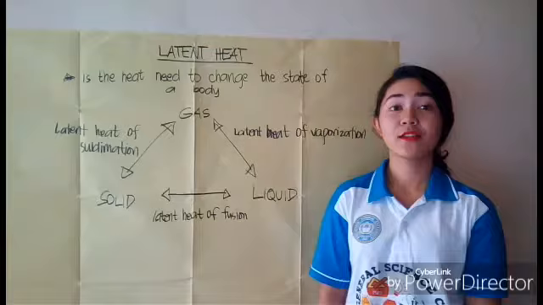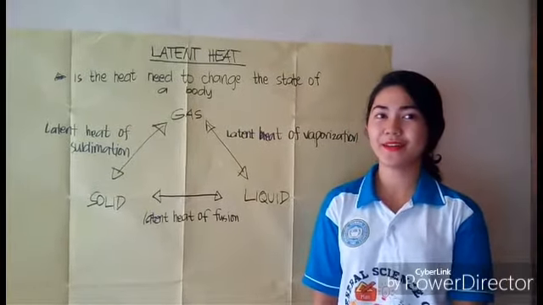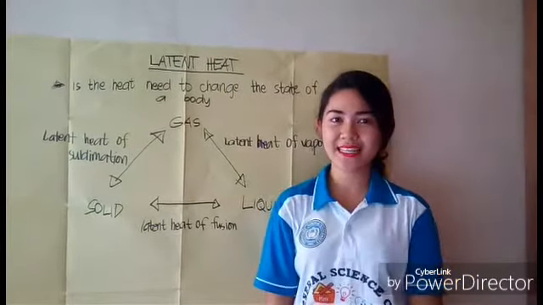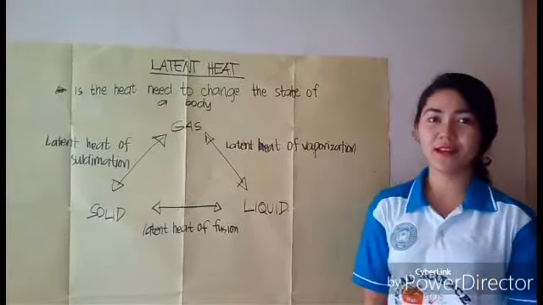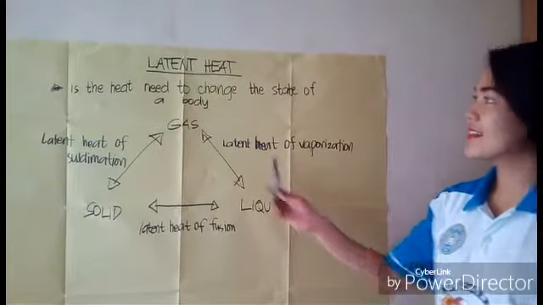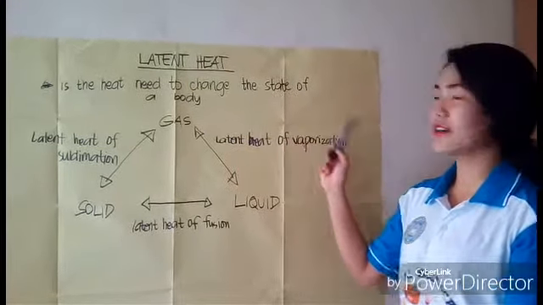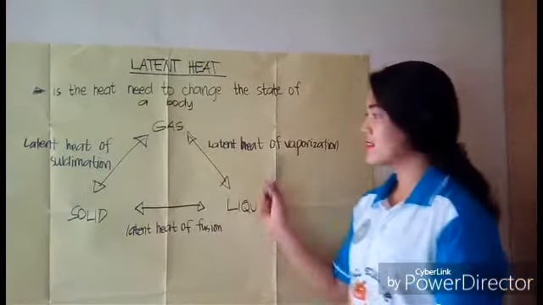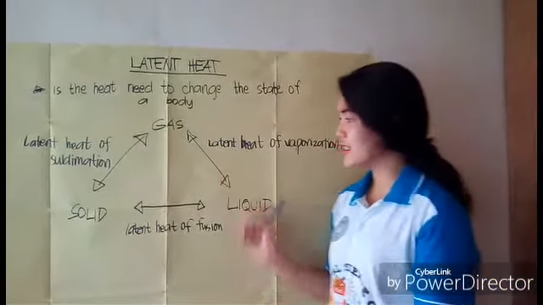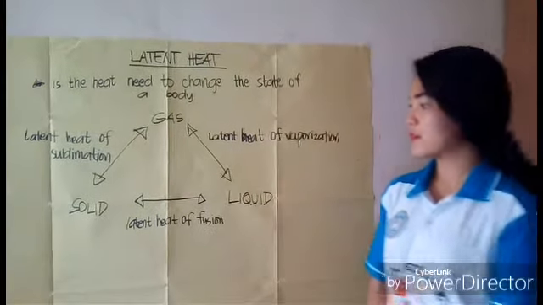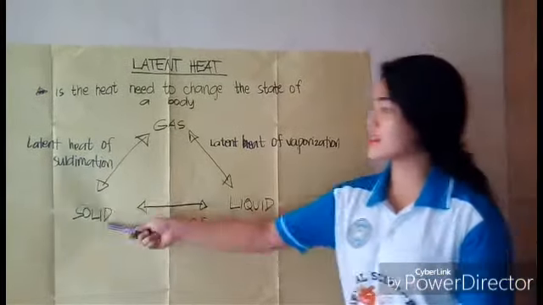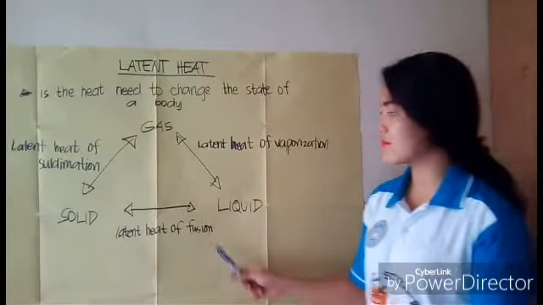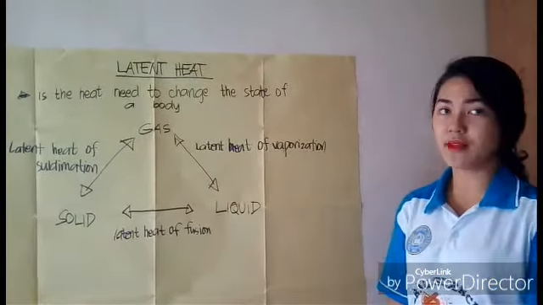To change the phase of a certain matter, we need what we call latent heat. So what is latent heat? Based on its definition, latent heat is the heat needed to change the state of a body. Here we have a cycle of phase changes, and to change the phase of these three states of matter, we need different kinds of latent heat.